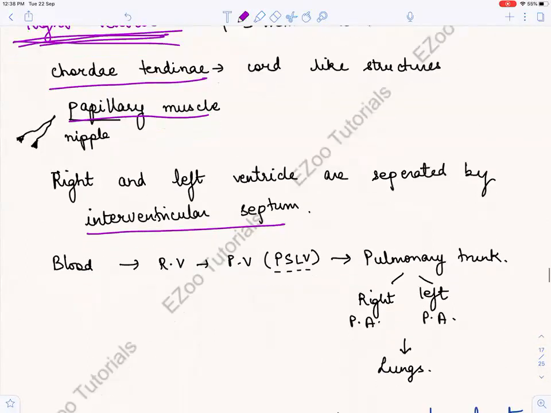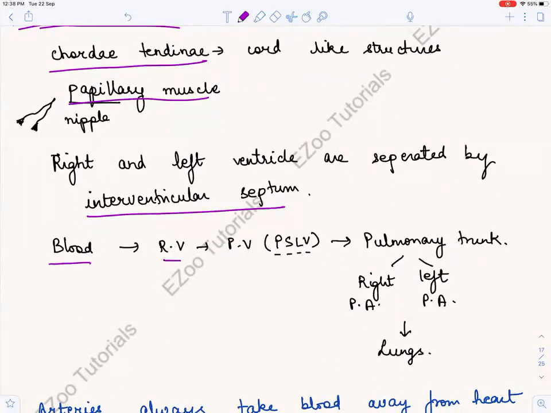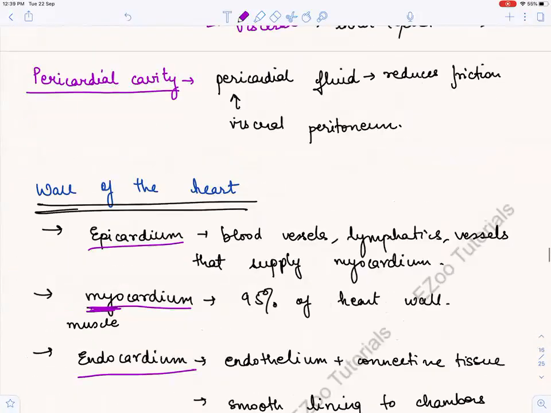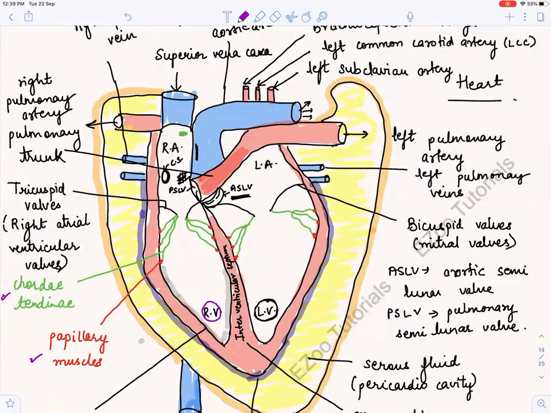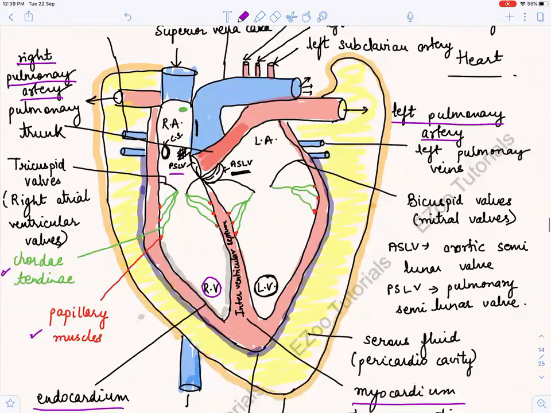फिर हमने देखा कि जो ब्लड आ रहा है वो राइट वेंट्रिकल से पल्मोनरी सेमीलूनर वॉल्व के थ्रू पल्मोनरी ट्रंक में जा रहा है और फिर वो लंग्स में जा रहा है. सो ये हम देख सकते हैं राइट वेंट्रिकल से कैसे ये ब्लड जा रहा है पल्मोनरी सेमीलूनर वॉल्व के थ्रू, ये जा रहा है पल्मोनरी ट्रंक में, और ये लंग्स में जा रहा है. यू कैन see over here, right? चलो ये देख लिया हमने.